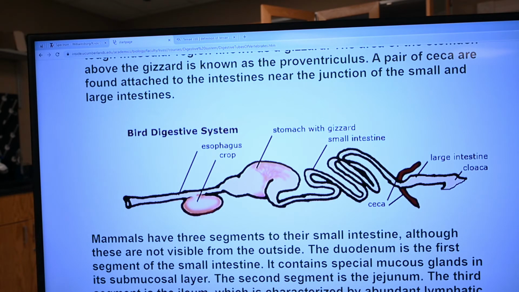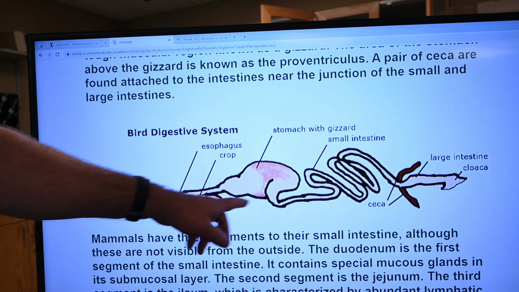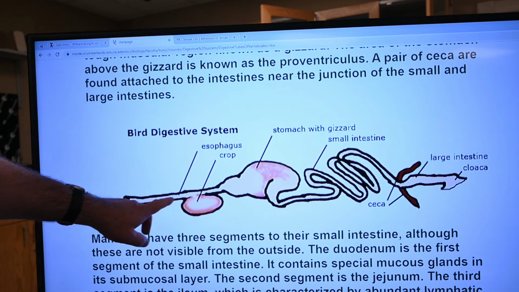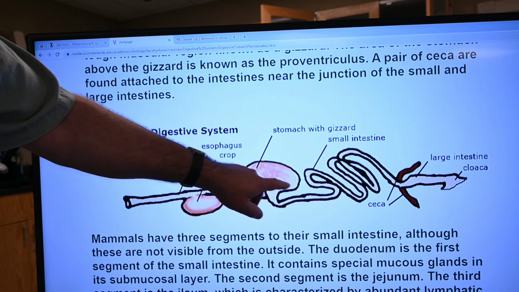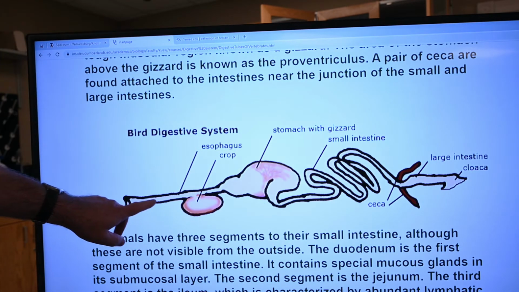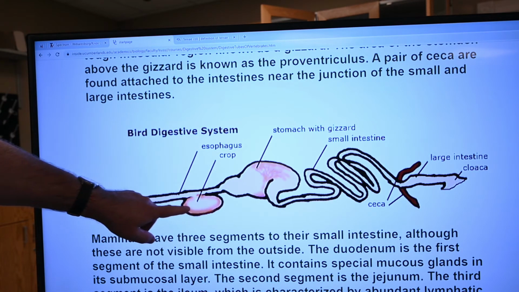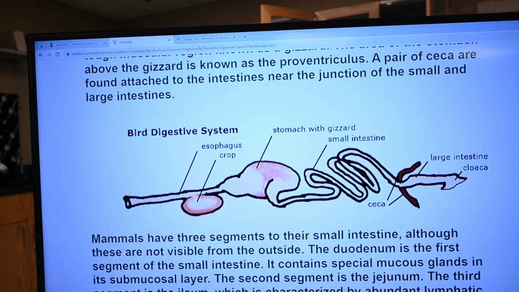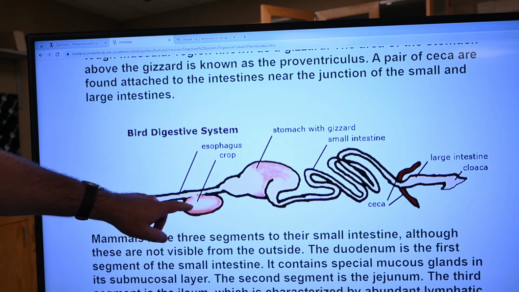The bird's digestive system also has small and large intestine. It has esophagus and stomach. It has some modifications along the way. Off the side of your esophagus, there's a structure called the crop. You can sometimes see this in a bird that's eaten a good meal and it has a long, narrow neck. You can see a big outpouching of its throat there in some birds, that crop.